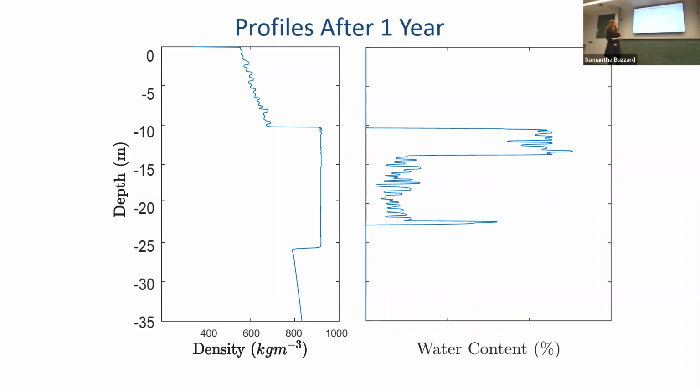You can see that here, looking at the water content of the model as well. So we're getting a layer of ice here, but also some water sitting on top of that. But this wasn't forming a lake.